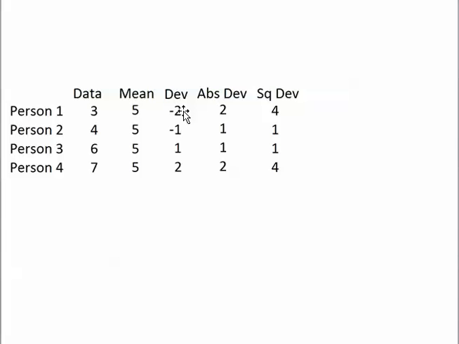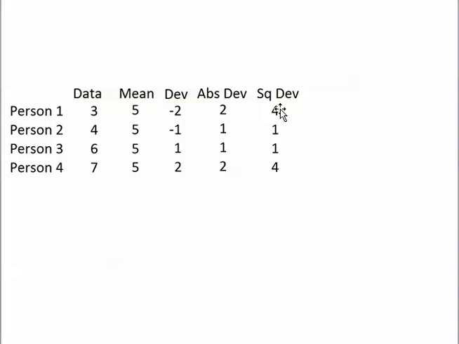Because when you multiply a negative number by itself, you get a positive number. Negative 2 times negative 2 is 4. Negative 1 times negative 1 is 1. 1 times 1 is 1. And 2 times 2 is 4. So squaring the deviations is another way of avoiding the problem of the deviations adding up to 0.